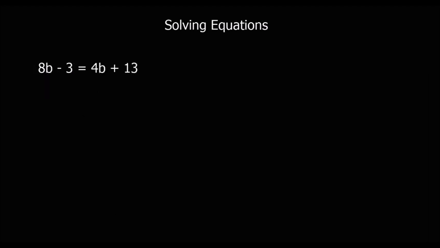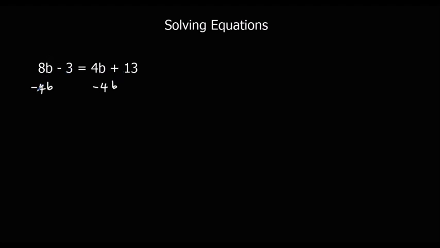Okay, here's another example. So the first step, we're going to get rid of the smallest, in this case b. So I've got 8b and I've got 4b. The smallest one is 4b. So I'm going to take that one off. If I did it the other way around, I'd get a negative, so I want to avoid that if possible. That's why I take away the smallest one.